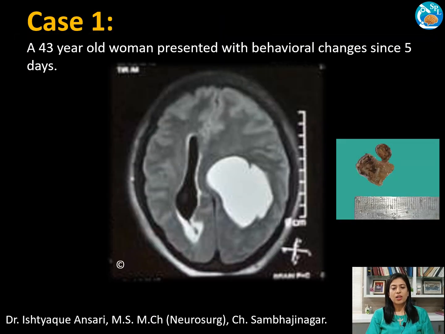This is case one of a 43-year-old woman who presented with behavioral changes for the last 5 days. She underwent an MRI which revealed a large thin-walled, fairly well-defined cystic lesion which was extraaxial and approximately measured 8 into 7.5 into 4.5 centimeters in the left frontoparietal region. This lesion was hyperintense on both T1 and T2 weighted images, showing no restriction of diffusion.